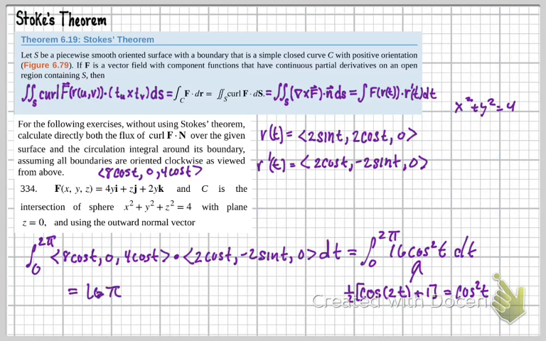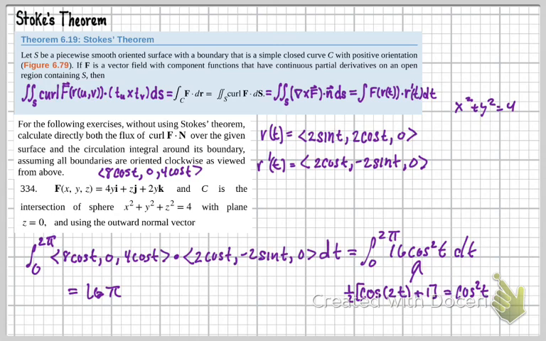And again, this isn't using Stokes' theorem. This is just using what we had before, the integral of f of r(t) dotted with r prime t dt. And that's what we end up with. The next problems we're going to be dealing with the double integral of the curl. But realize Stokes' theorem is both sides of this. So I can go one way or the other. And the beauty of it is that they're equal.